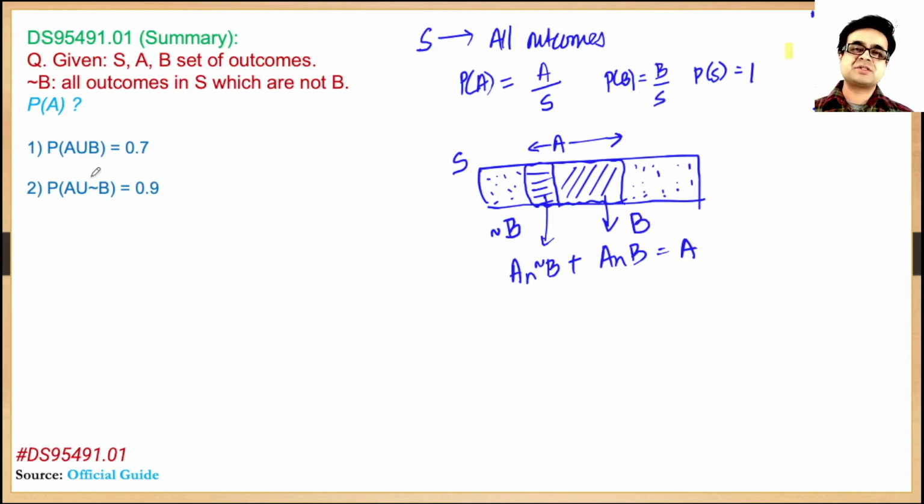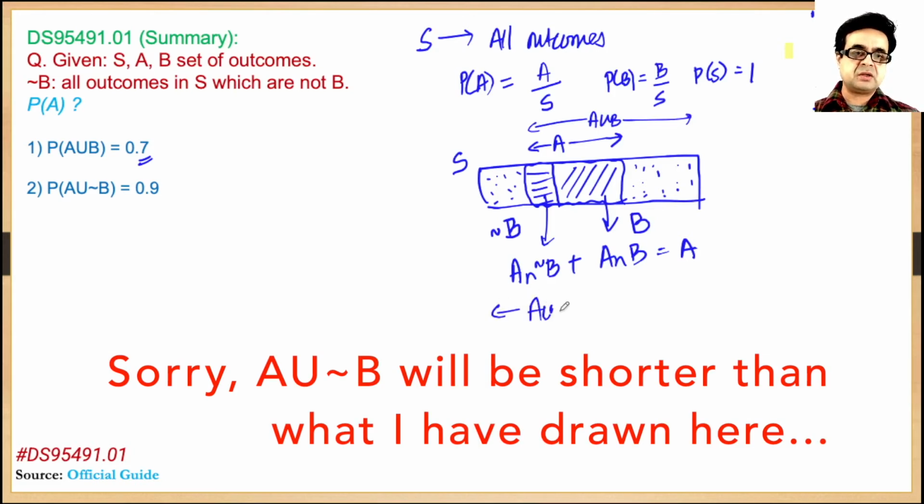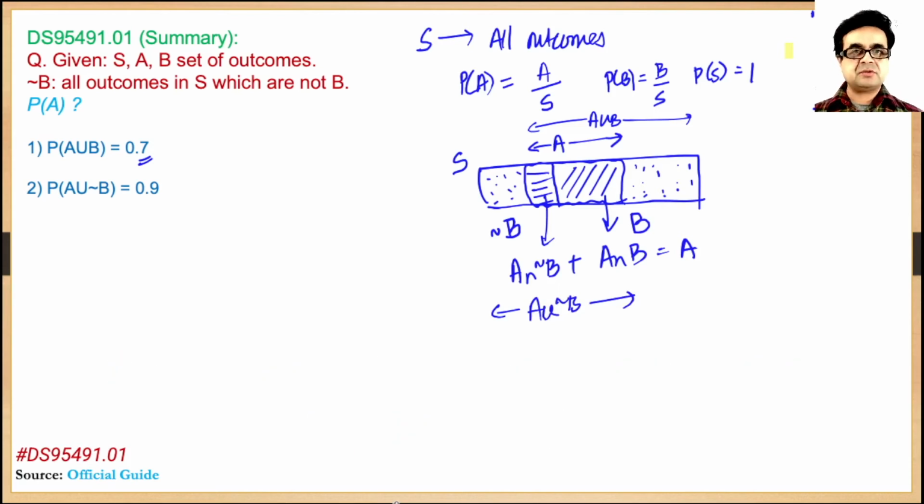The question asks us what is the probability of A. Now here we are given that P(A union B) is 0.7. So what does P(A union B) look like in this diagram? P(A union B) would have everything in A and everything in B, right? So something here. This is A union B. And similarly, P(A union not B) would be A union tilde B, right? In either case, both statement 1 and statement 2 individually are not sufficient because there is no way we can find just the probability of A with P(A union B). All right, so I can clearly mark them as insufficient without thinking too much about it.